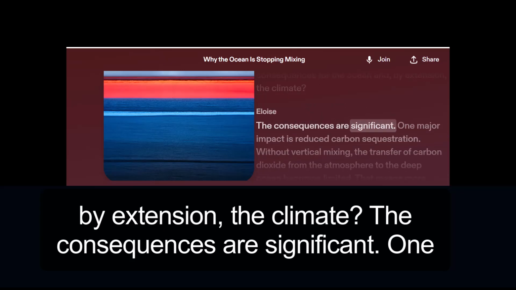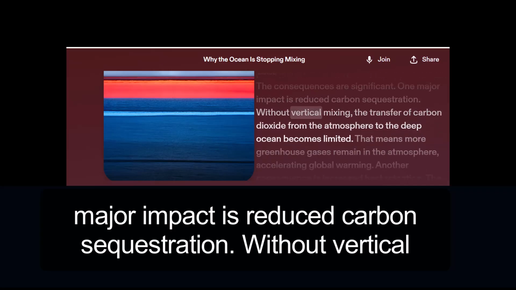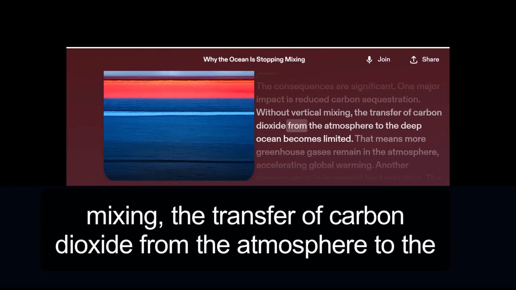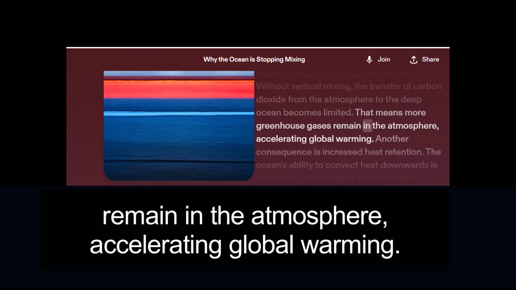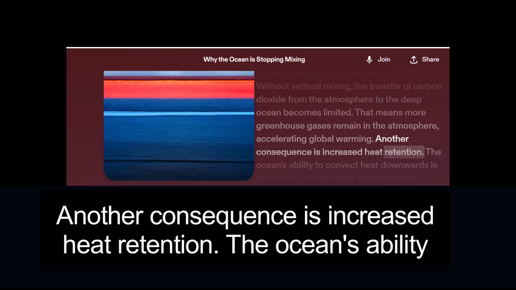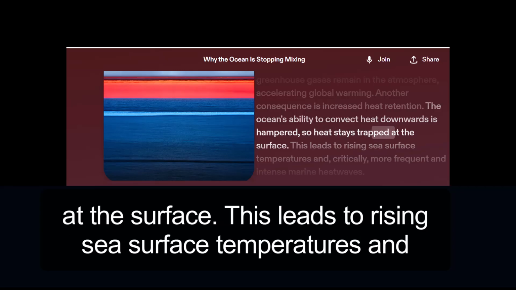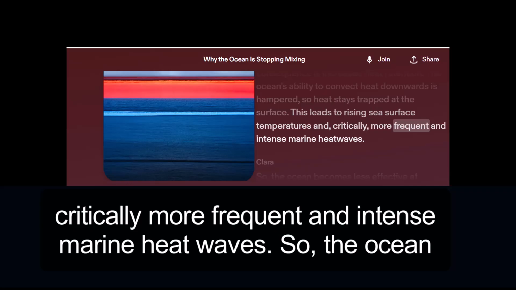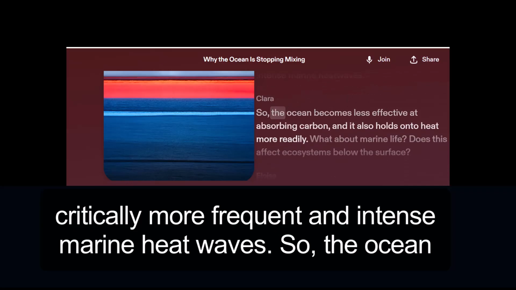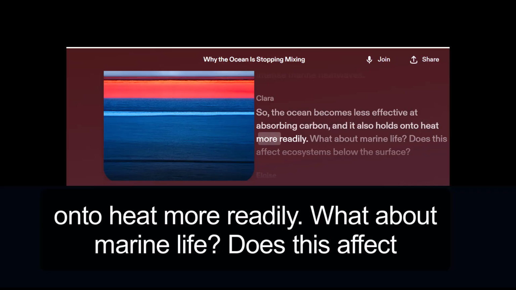The consequences are significant. One major impact is reduced carbon sequestration. Without vertical mixing, the transfer of carbon dioxide from the atmosphere to the deep ocean becomes limited. That means more greenhouse gases remain in the atmosphere, accelerating global warming. Another consequence is increased heat retention. The ocean's ability to convect heat downwards is hampered, so heat stays trapped at the surface. This leads to rising sea surface temperatures and, critically, more frequent and intense marine heat waves. So the ocean becomes less effective at absorbing carbon, and it also holds onto heat more readily.